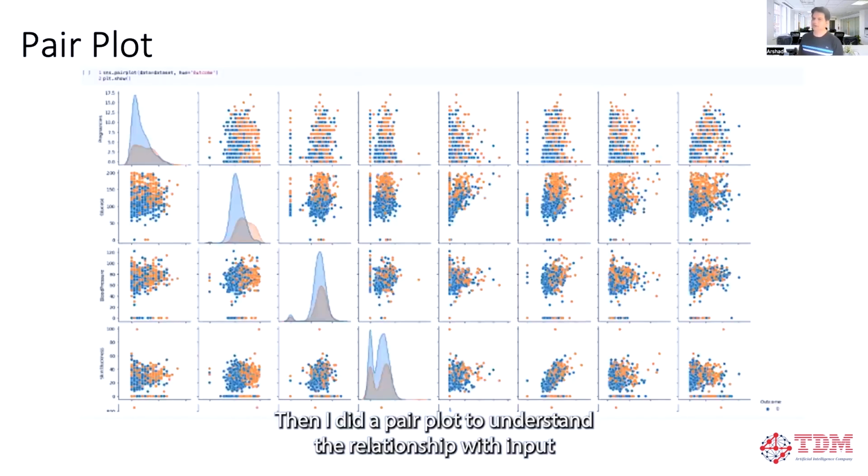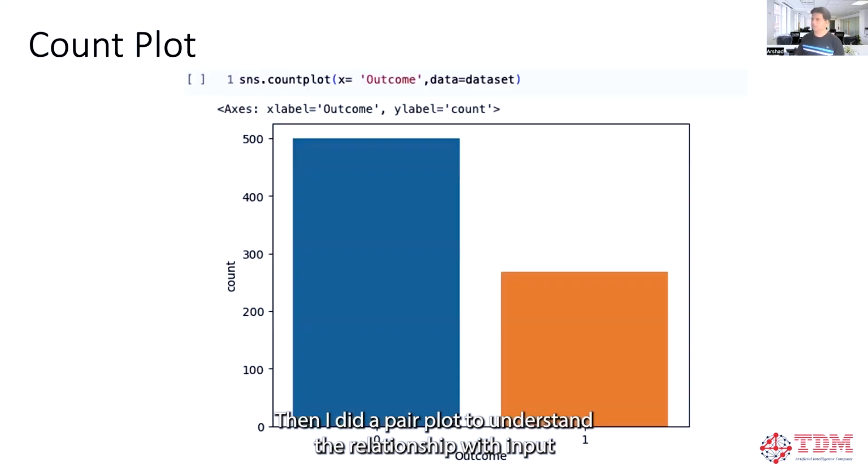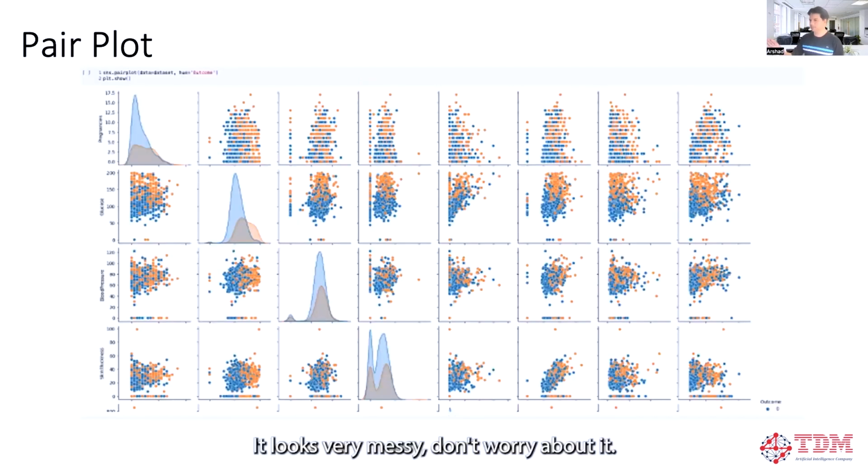Then I did a pair plot to understand the correlation between the input and the desired output, the results which I am predicting. It looks very messy. Don't worry about it. It's just a comparison.